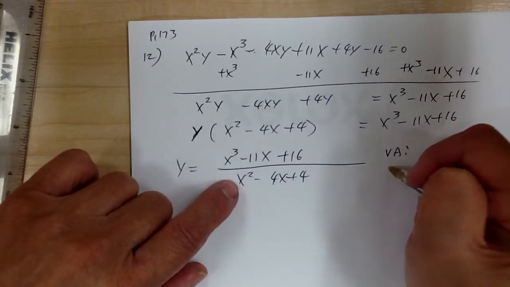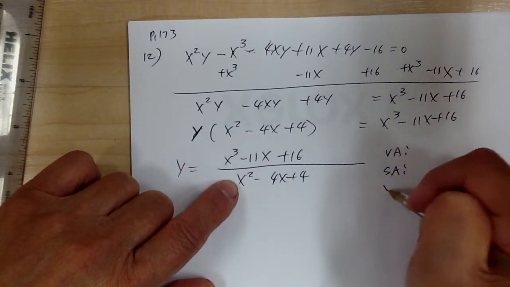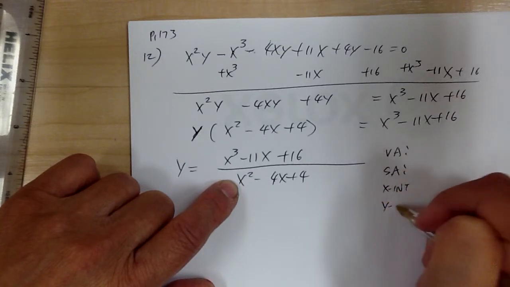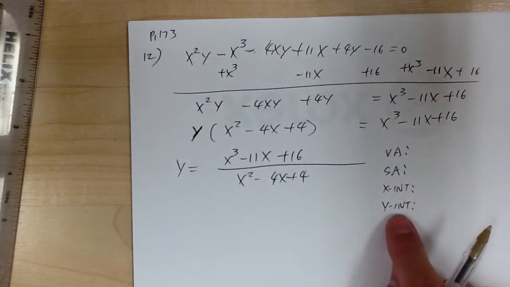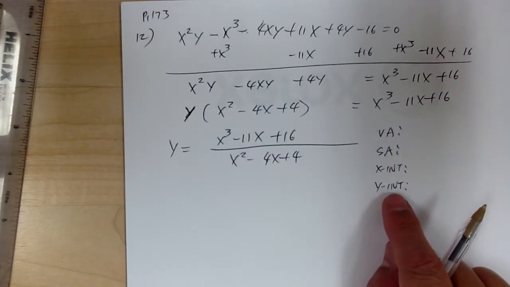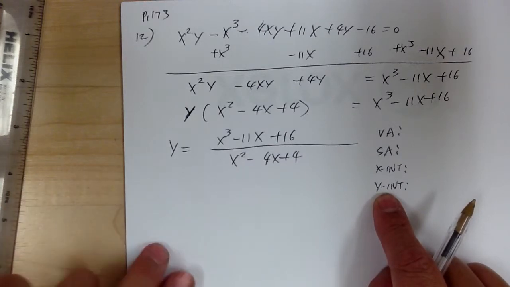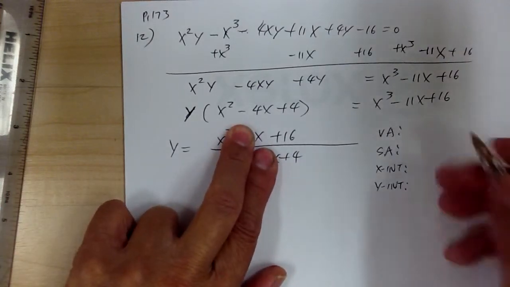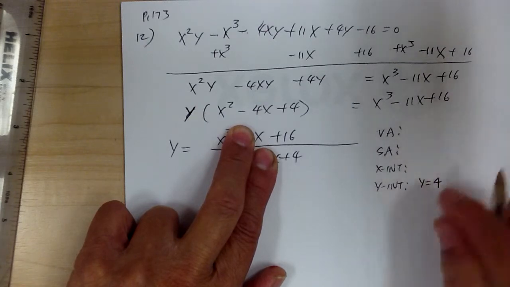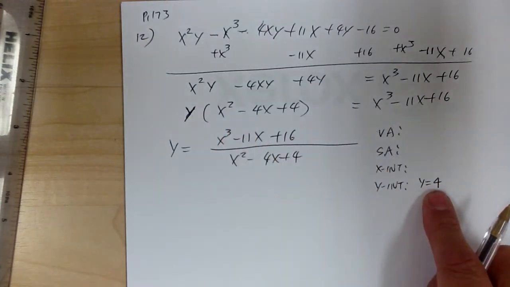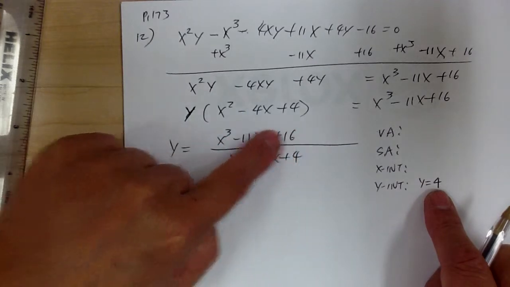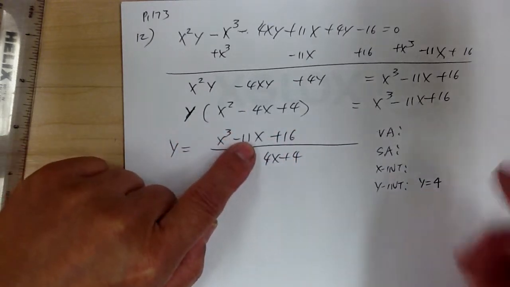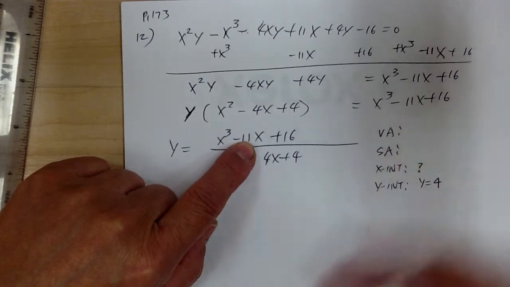Okay, so you have to get your vertical asymptote. This is higher than this, so it would be a slant asymptote. You're going to have an x-intercept and a y-intercept. I'm going to do the y-intercept first. Y-intercept is the easiest because you set x equal to 0, so all this will be gone. So y equal to 4, right? 16 over 4 gives you 4. The next one is x-intercept. X-intercept is when you set y equal to 0, you cross multiply, so you have the top equal to 0. This is kind of complicated, so just don't waste time with that.